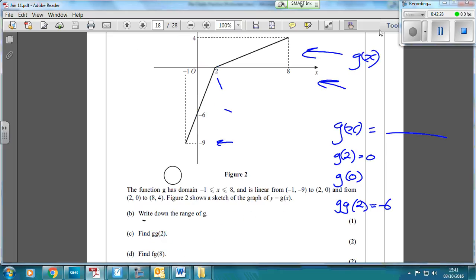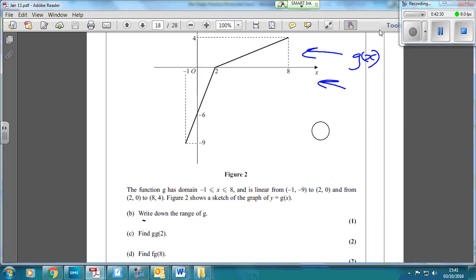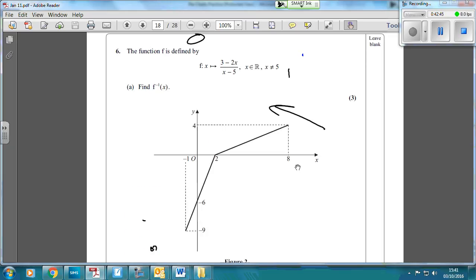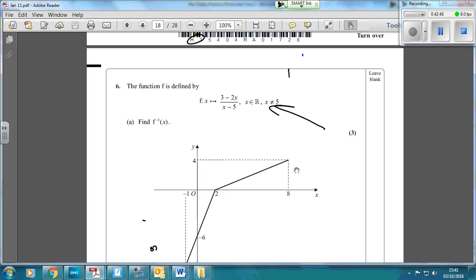Okay, finally we've got to do fg of 8. So what we're going to do is substitute 8 into the g function. So this is our g function here. Substitute 8 in, and we get 4 out. And we're going to substitute 4 into our function f. If we go up here, we've got to substitute 4 into this one. That's going to be 3 take away 2 lots of 4 all over 4 take away 5. So 3 take away 8 is going to be -5 over -1, which equals 5.